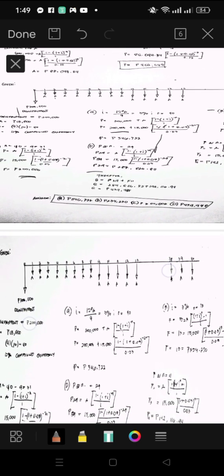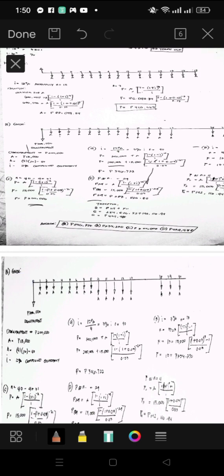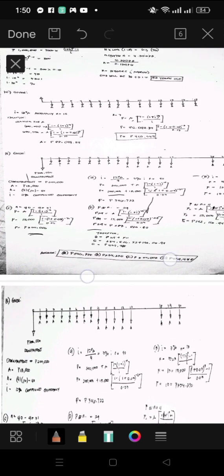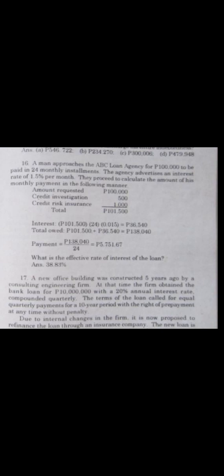So therefore our Q is P29 plus F11. Our present amount of P29 is 289,826.82, plus F11, our future amount, which is 192,116.94. That is number 16.